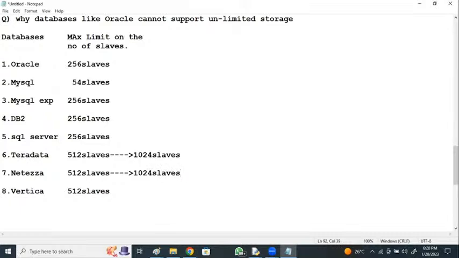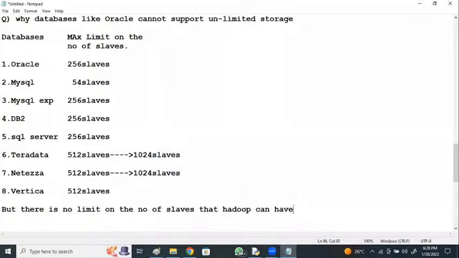But still, I cannot say that unlimited storage is possible. Once they get filled, they cannot support data further. But there is no limit on the number of slaves that Hadoop can have. Unlimited number of slaves.